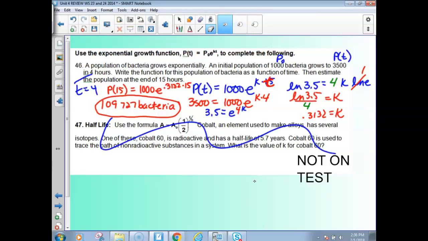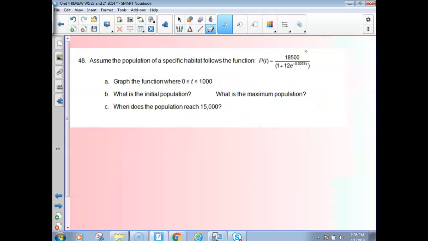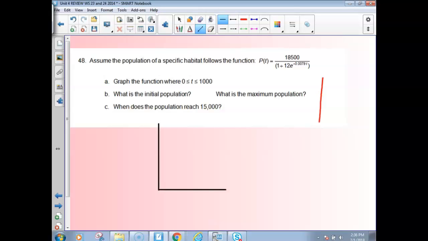Okay. And then the one more question I want to make sure we go over for sure on the test is the last one. You are going to be required to do one of these, and you're going to have to graph it. You're going to sketch a graph, and you're going to have certain things on the graph. Okay, so it tells you to graph this. You got to pick some numbers. It says graph a function for the time between 0 and 1,000. That would be on your x-axis.